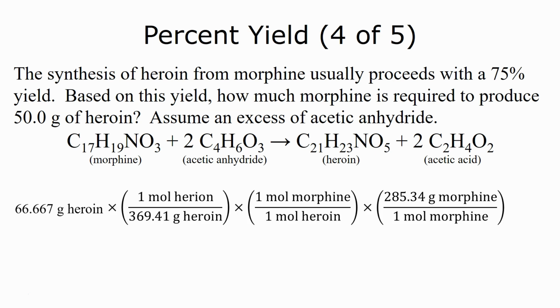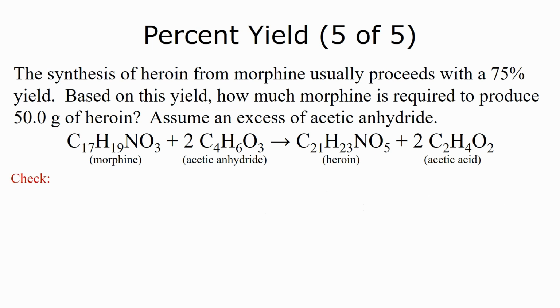So we take our 66.667 grams of heroin, we convert that to moles of heroin, and then moles of morphine, our starting material or our reactant, and then from there we convert that to mass of morphine. So according to this calculation, we need to start with 51.5 grams of morphine in order to produce 50 grams of heroin, which will only have a 75% yield.